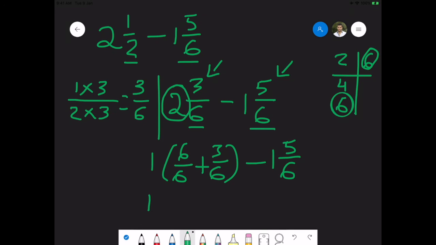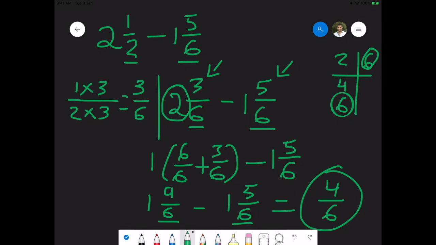So 6 out of 6 and 3 out of 6 will give us 9 out of 6. And now what I will do, I will take care of my fractions. First, I have 9 out of 6 minus 5 out of 6, which gives me 4 out of 6. And 1 minus 1 is a 0, so I don't need to write anything else. So the answer will be 4 out of 6.